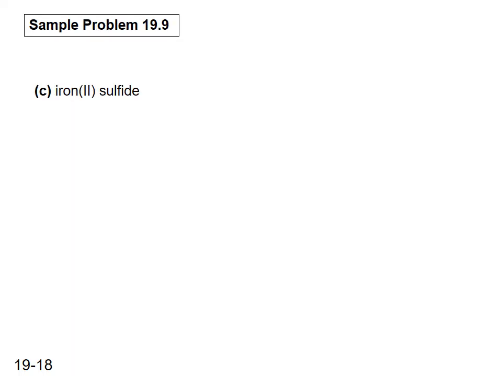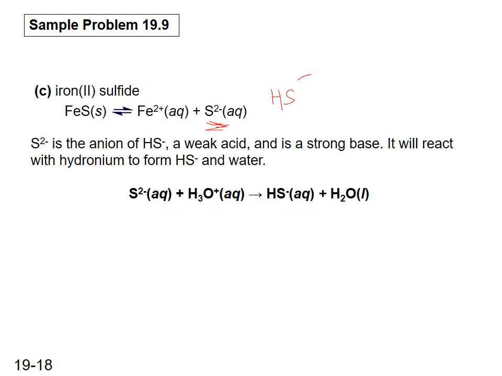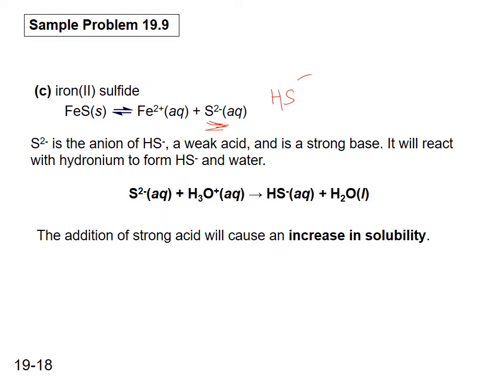Question C is iron sulfide, and the dissolution reaction is iron sulfide forms iron and sulfide ion. Now sulfide ion comes from the weak acid hydrogen sulfide ion, and this is quite a strong base, so it will react with hydronium ion and go back to hydrogen sulfide, and therefore it will remove product and increase the solubility.